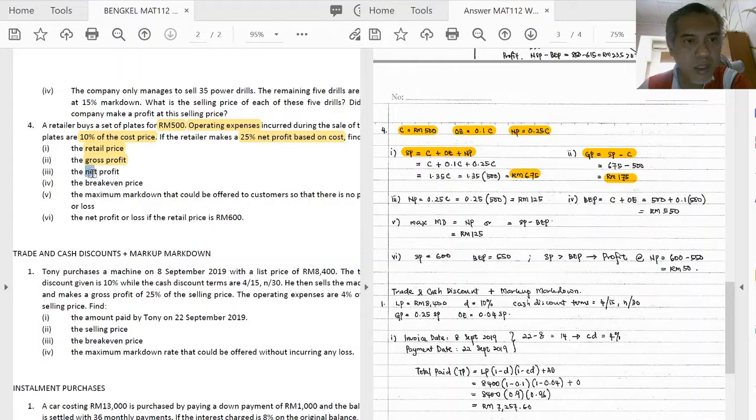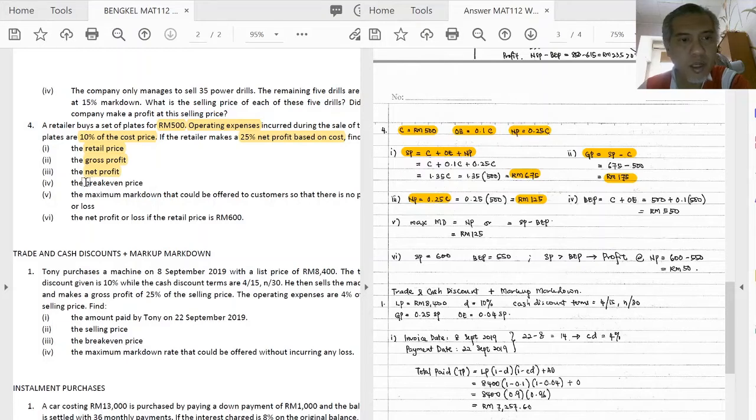The third part of this question refers to finding the net profit. Earlier we noted that NP is equal to 0.25C, so NP equals 0.25C. With the cost given as 500 ringgit, it gives you the net profit of 125 ringgit. Okay, so that is the net profit.